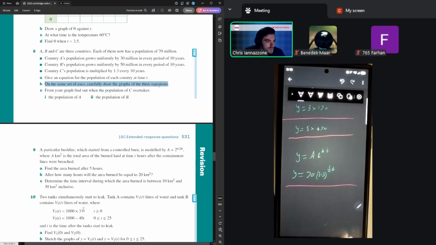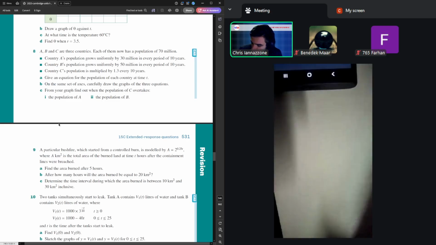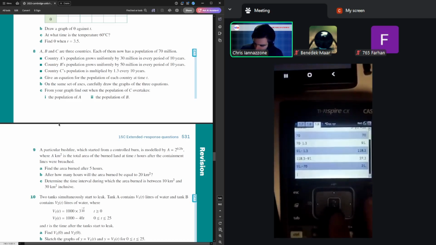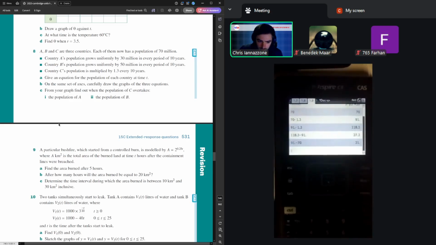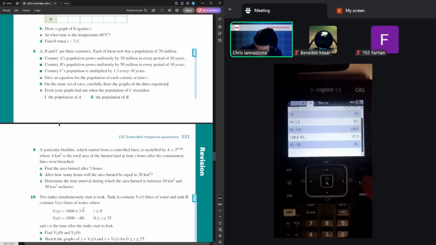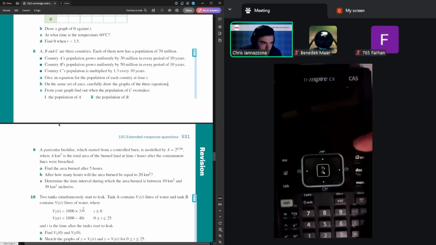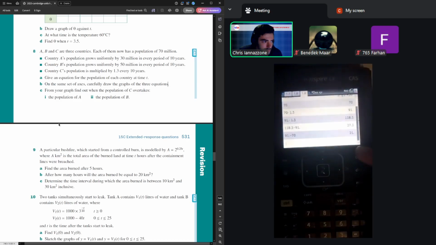On the same set of axes, draw the graphs. Sure. So we normally think of exponential as something that grows rapidly, very fast. That's not necessarily always the case, depending on how early it is in its growth. Like we're seeing already, just by looking at the gaps of the last 20 years, they're not particularly large. Country A and country B had 30 million and 50 million every single 10 years, whereas this one hasn't even reached 30. So exponential growth takes time to compound onto itself.